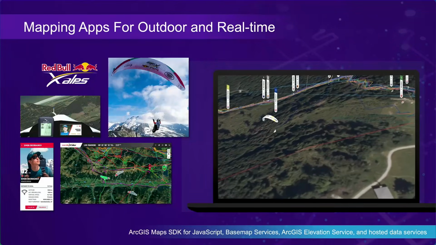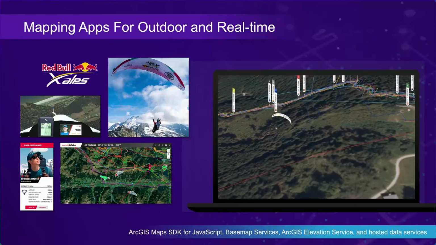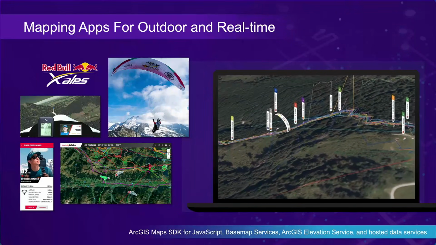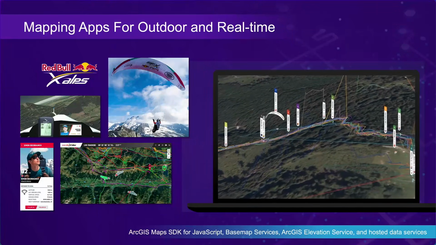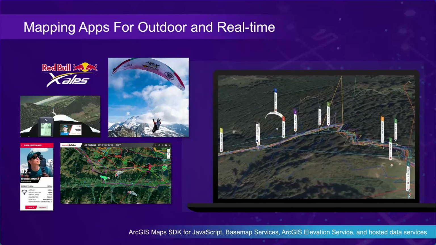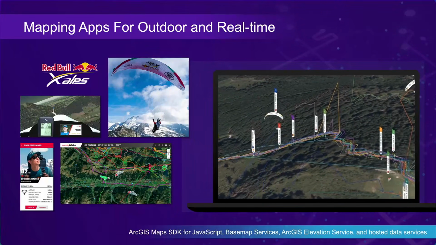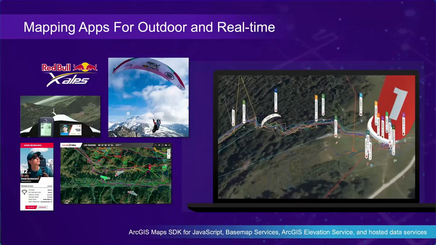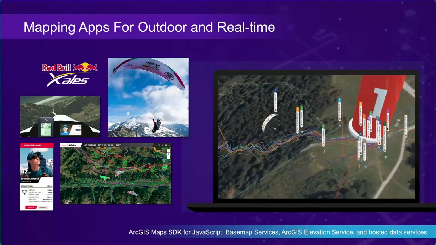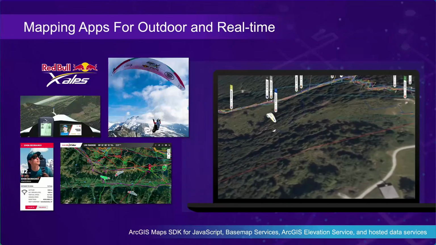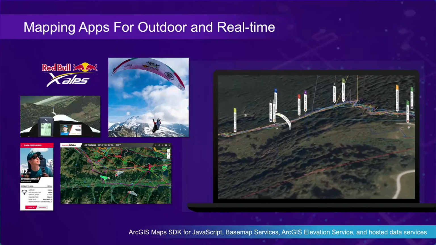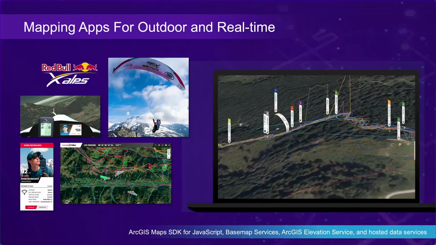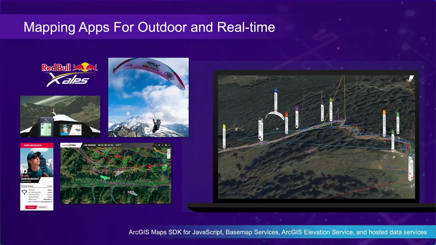Here's another example that Red Bull designed. They wanted to create an immersive 3D experience for the X-Alps competition. The application supported real-time GPS tracking and updates for all athletes, 3D visualization of terrain using high-resolution satellite imagery, multiple location services including the elevation service, and strong enterprise reliability powered by Esri's global infrastructure.